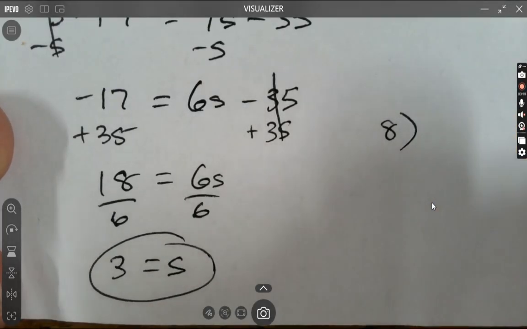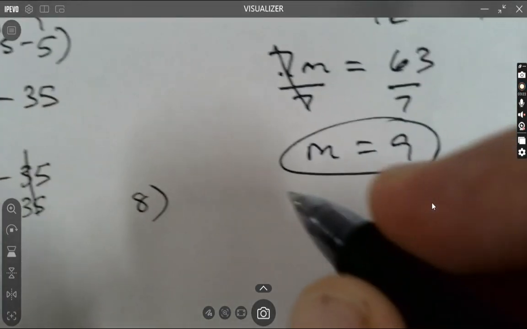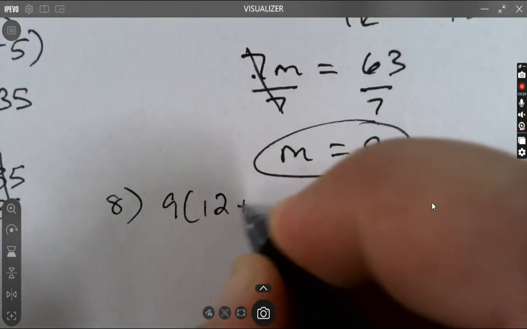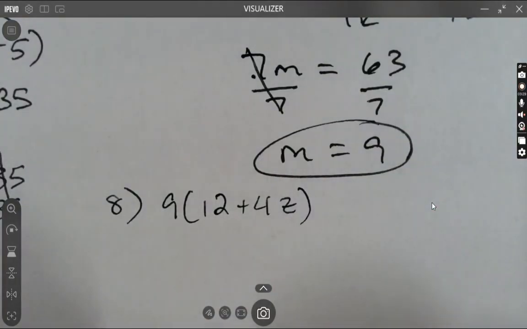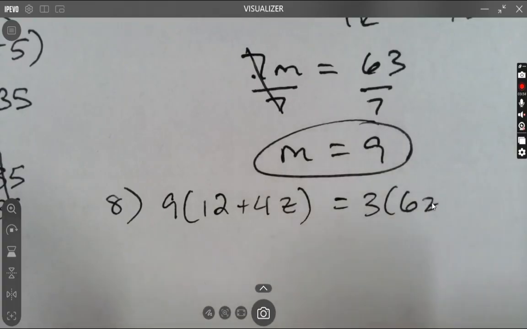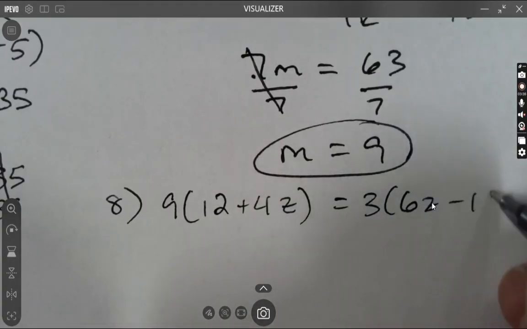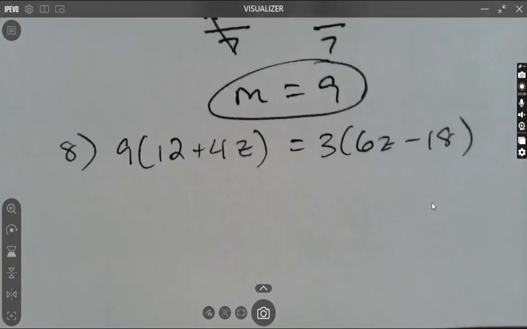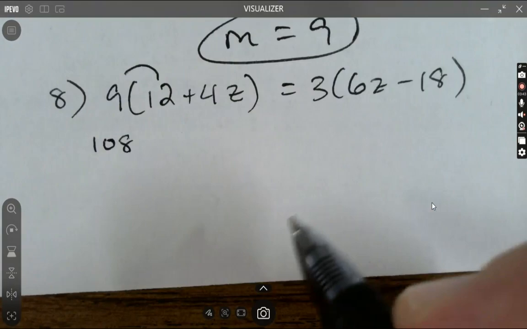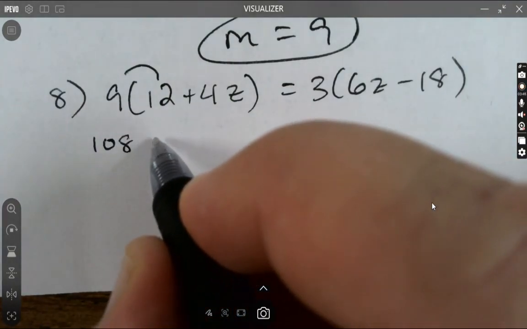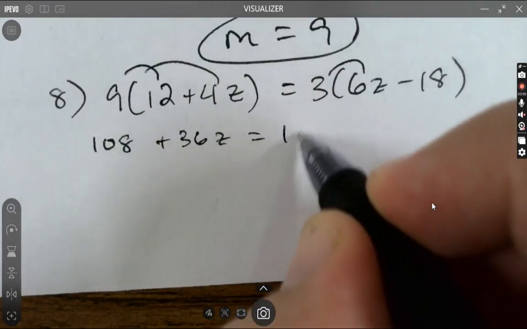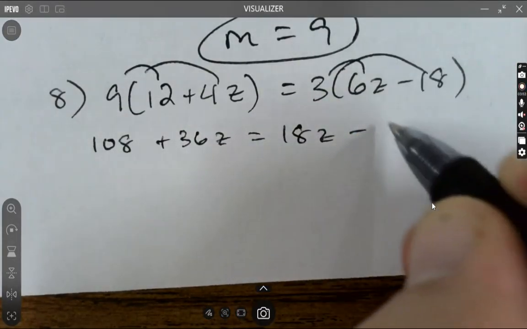Okay, last one in this section, we're going to have to do distribution on both sides. We have 9 times 12 plus 4z is equal to 3 times 6z minus 18. So we'll distribute both sides first. So 9 times 12 is 108. 9 times 4z is 36z. 3 times 6z is 18z. 3 times 18 is 54.